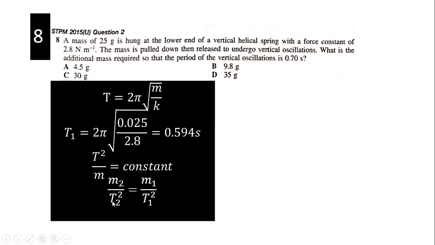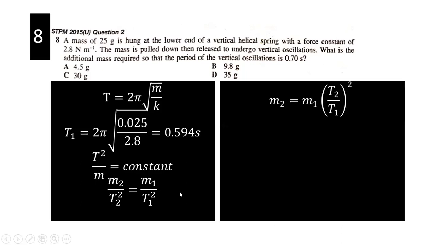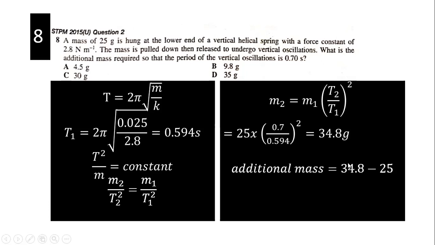Then I want to find M2, so I take the T2 squared across. That's what I get. Then put in my values. That's my T1. That's your initial mass of 25 gram. It doesn't matter as long as you use the same unit. You use gram, you will get gram. The period T2 is given as 0.7, and T1 we have already calculated. So you get 34.8. This is not the answer yet. You want the additional mass, so you subtract: 34.8 minus 25. So the answer is B.